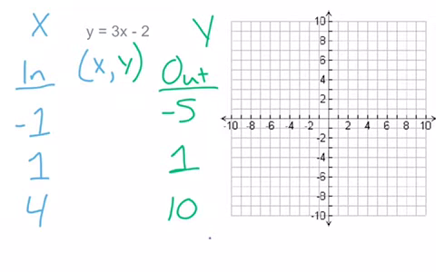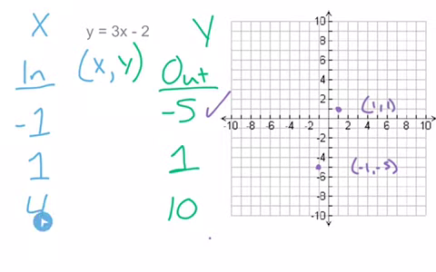So -1, -5, I'm going to move left, start at the origin, move left -1 on the x-axis, then I'm going to go down -5 on our y-axis and plot my first point. So this point is -1, -5. So I did this one. Next one is 1, 1. So again, starting at the origin, going over 1 on the x-axis, going up 1 on the y-axis. This is my second point, 1, 1.